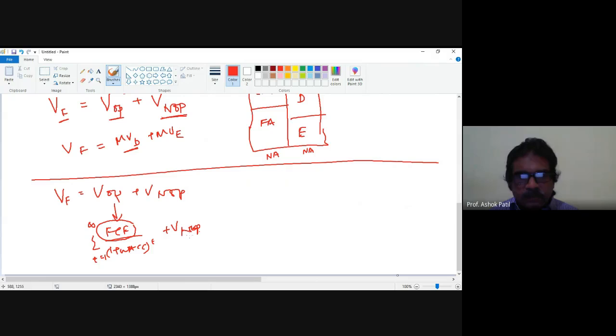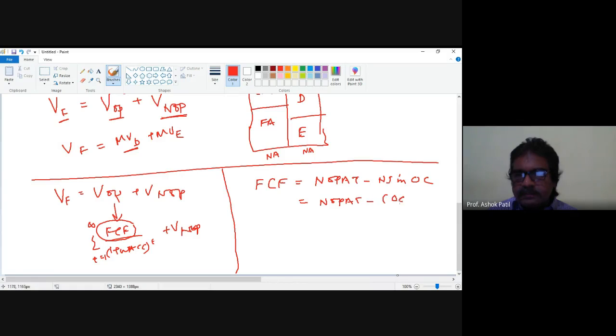So now from here we are going to talk about FCF, and we have done that calculation. Free cash flow is the cash flow which is available to both the stakeholders, assuming as if there is no debt, right? And that we calculated in terms of NOPAT minus net investment in operating capital. This was written as also NOPAT minus OC2, operating capital 1, OC1.